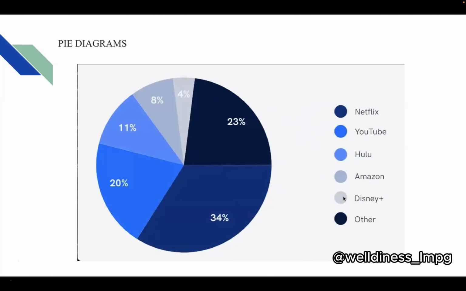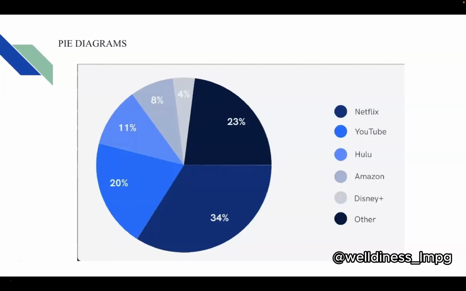Disney. Right? So Disney Plus. What about the most streamed service? Movie box. Netflix. That's Netflix. Are you sure it's Netflix? Yes, Netflix. That's 34%. Yes. What is the second most used service?